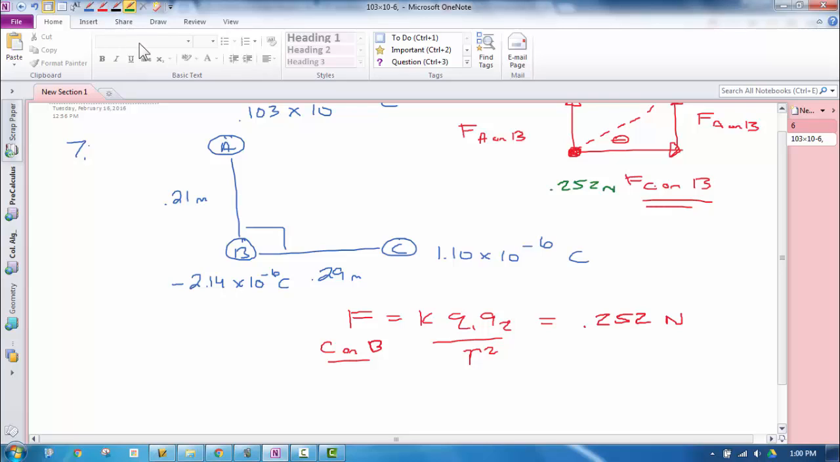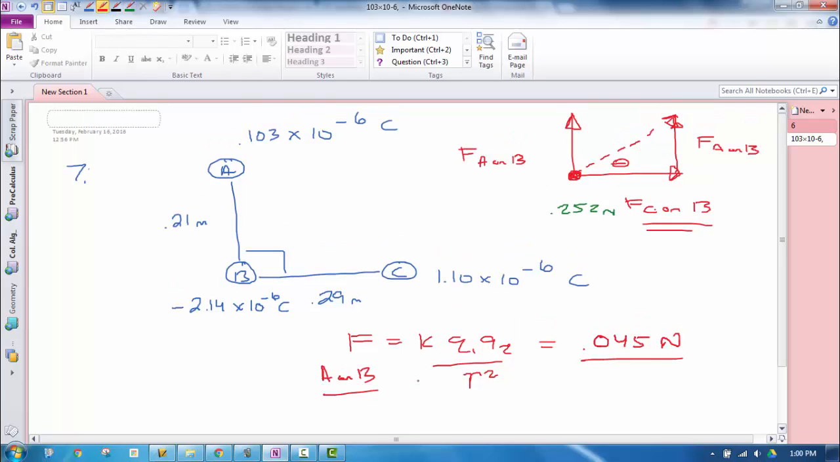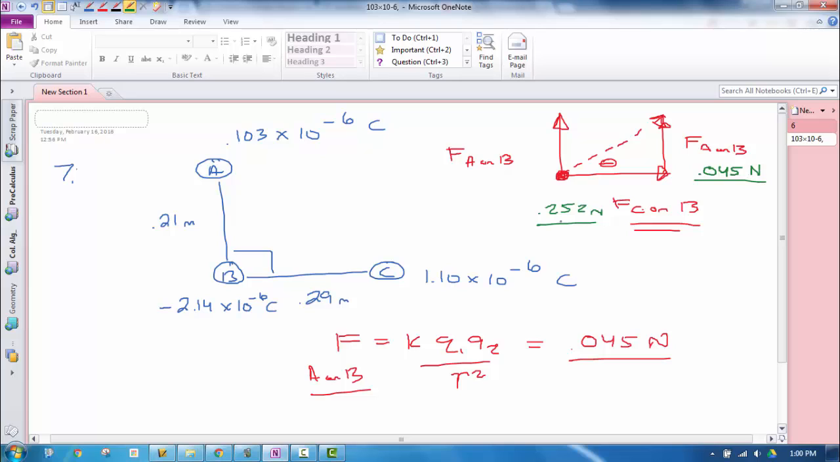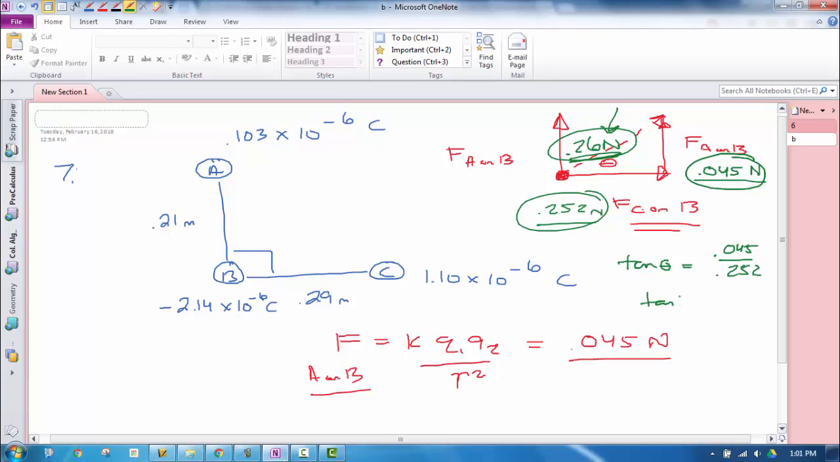And then we also have the force of A on B. You get 0.045 newtons for the force of A on B if you plug in A for Q1, B for Q2, and the distance between them, which is, sorry, not the 29, but the 0.21. So now we're just going to do the Pythagorean theorem and inverse tangent with this. The Pythagorean theorem of a squared plus b squared equals c squared gives you 0.26 newtons.